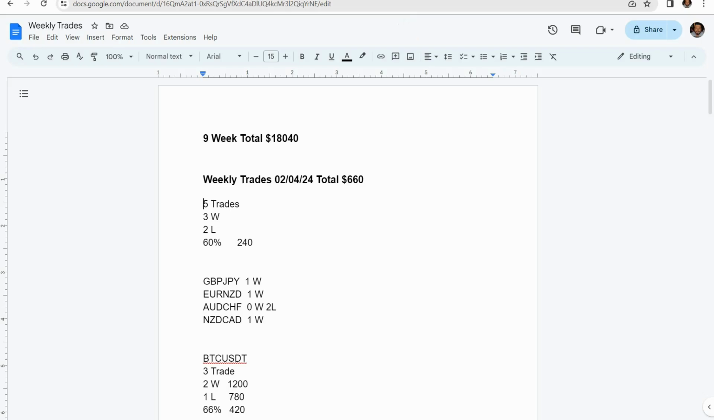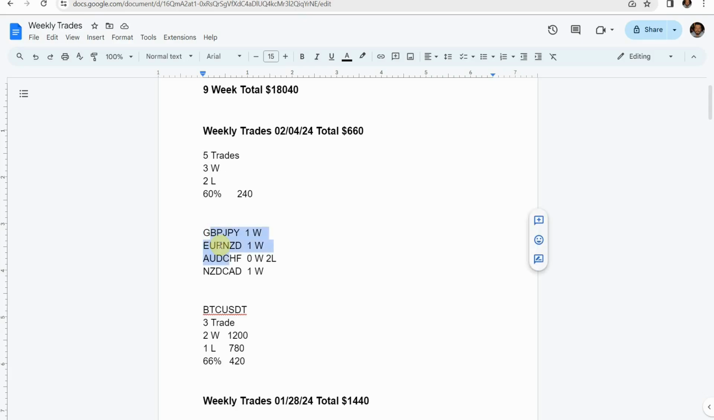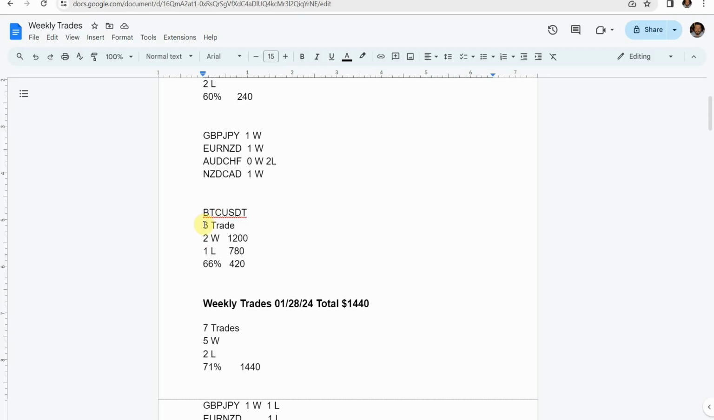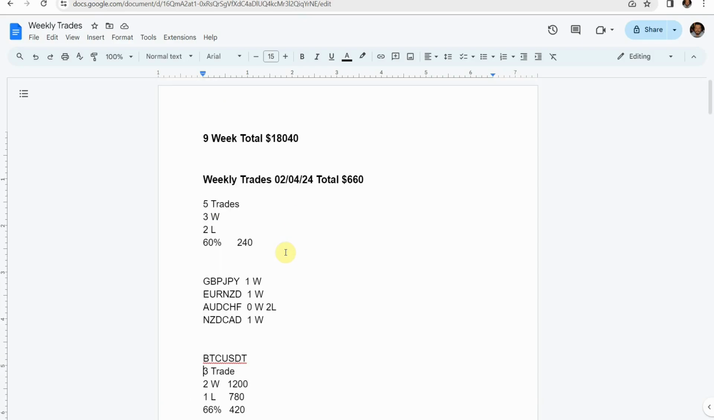All right, let's go ahead and go over the weekly signals. And so this is using the Academy of Forex indicator on these 4 Forex pairs, this one crypto coin, and this is on the 30-minute time frame. Each week we go over the signals that you would have taken on these particular Forex pairs and crypto coin. So on the Forex pairs, we would have had 5 trades for the week. We'd have had 3 winning trades and 2 losing trades, a 60% win rate, gain of $240. On the crypto coin, we would have had 3 trades, 2 winning trades, 1 losing trade, a 66% win rate, a gain of $420. So altogether for the week, we would have been at $660.